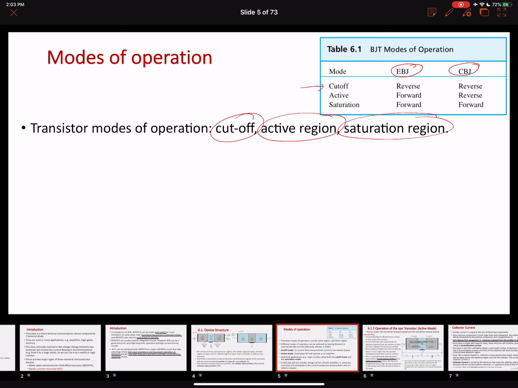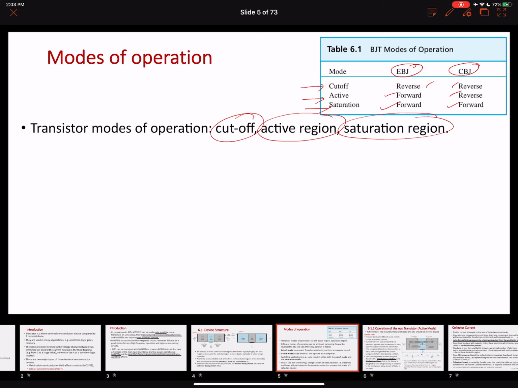For the cutoff region, both the junctions should be reverse biased. For the active region, the emitter base junction should be forward biased and the collector base junction should be reverse biased. And for saturation, the emitter base should be forward biased, and the collector base should be forward biased as well.